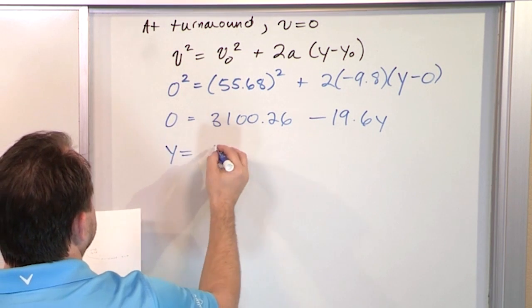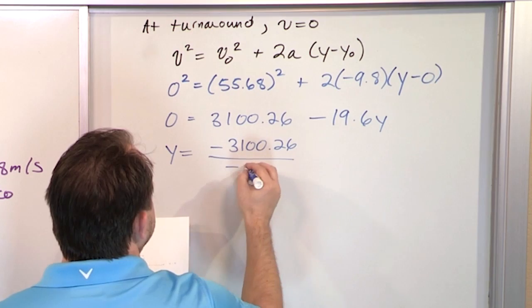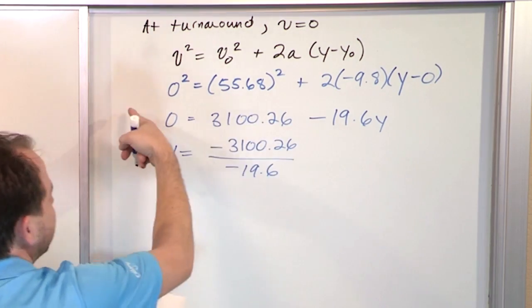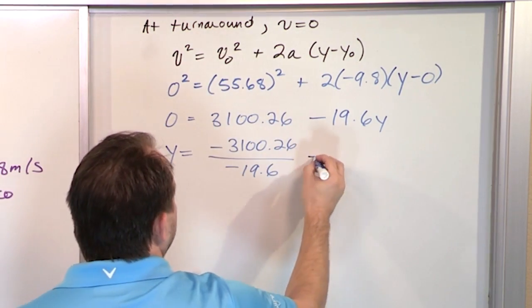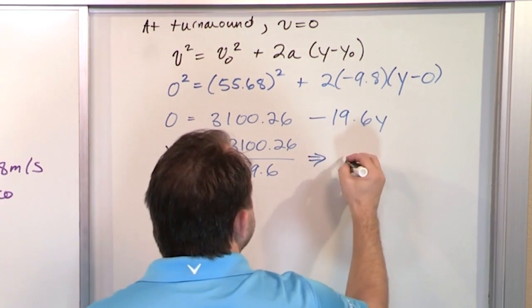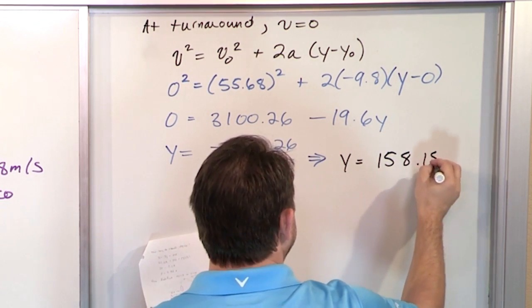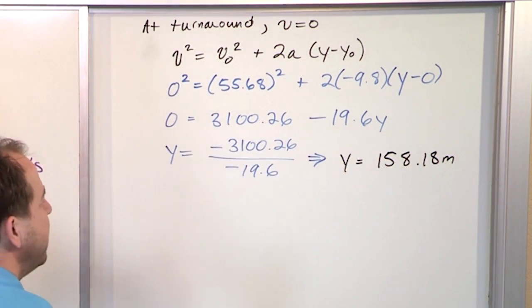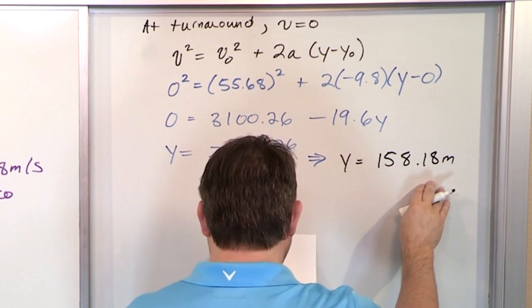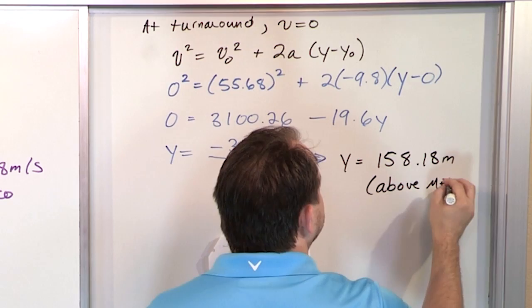So y will be equal to negative 3100.26 divided by negative 19.6 when I just move this over and then divide. And so what I'm going to get is y is equal to 158.18 meters. Now, what does this mean? This is how high the rocket travels, but above Mako.